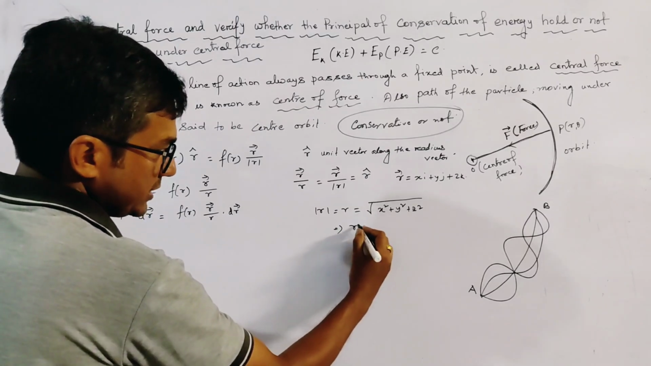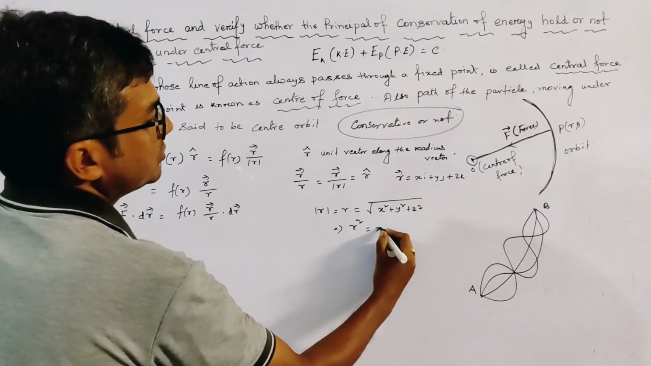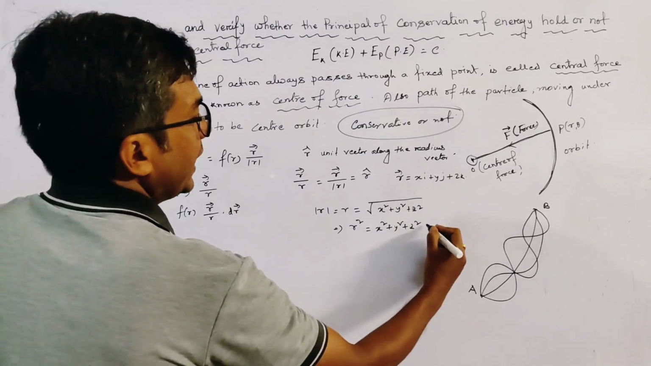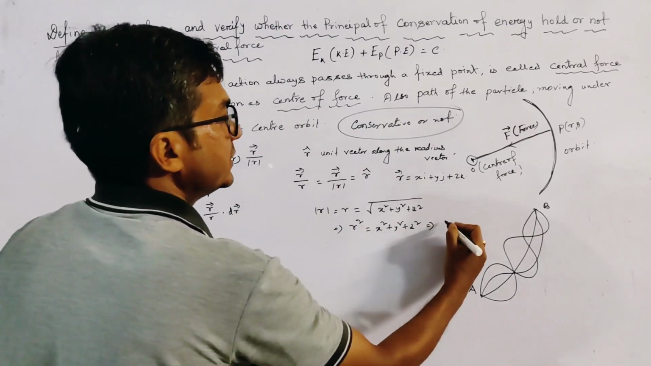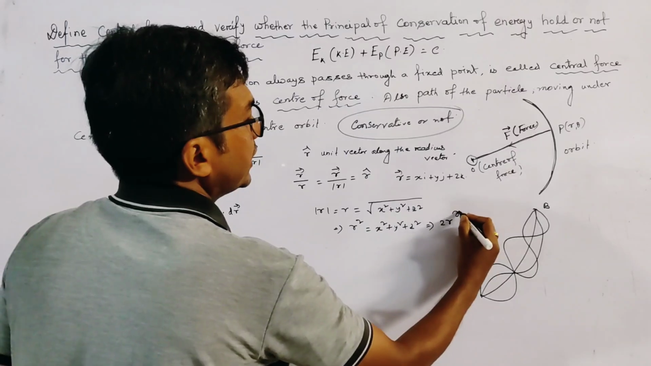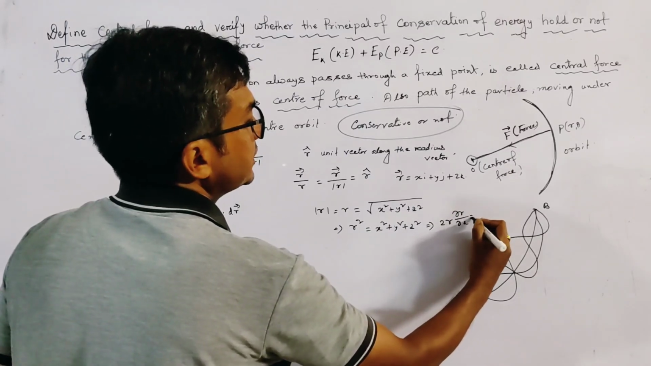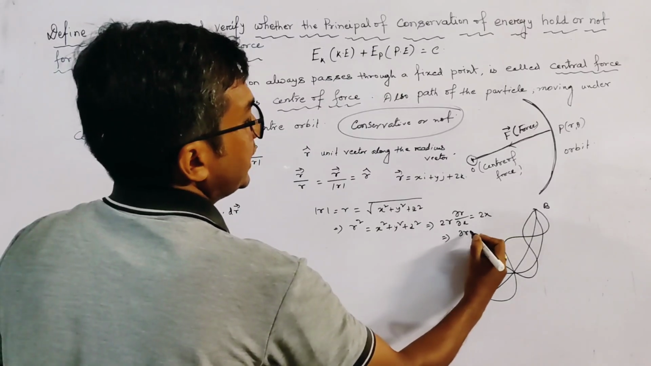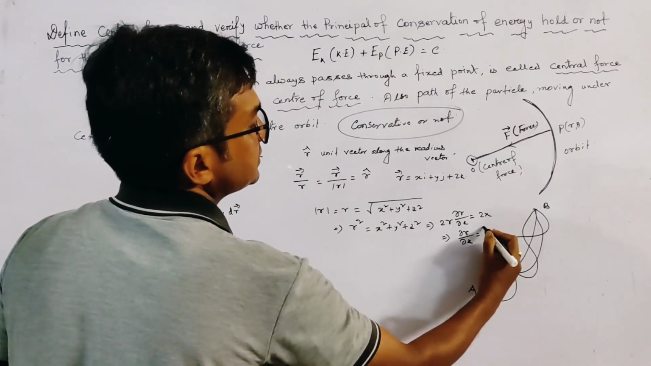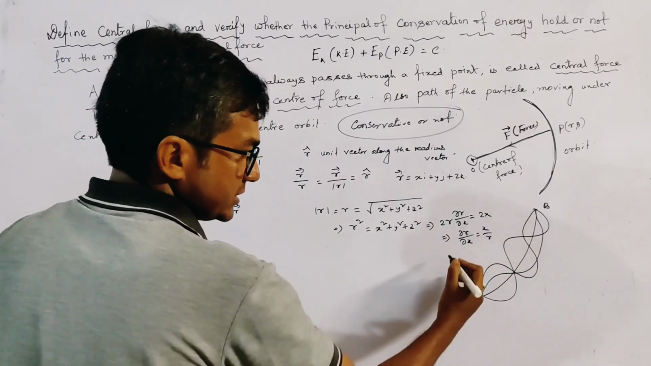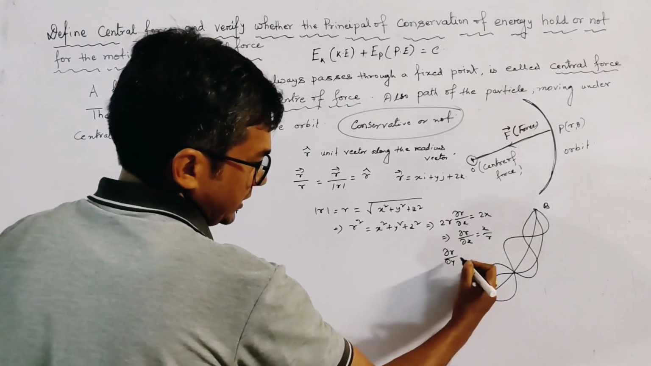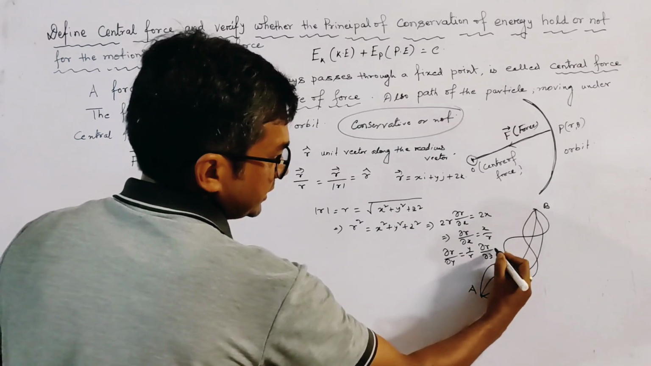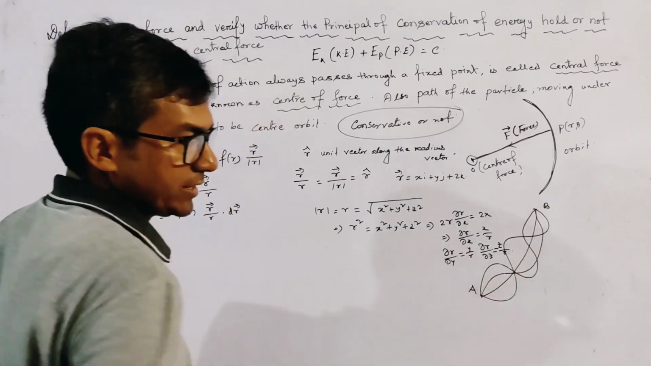So we get r square equal to x square plus y square plus z square, and get the relation as 2r del r by del x equals 2x, so del r by del x is equal to x by r. Similarly, del r by del y is equal to y by r, and del r by del z is equal to z by r.